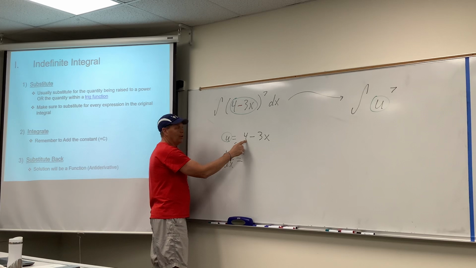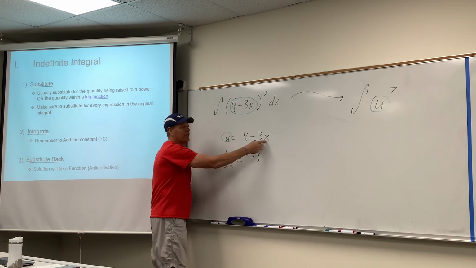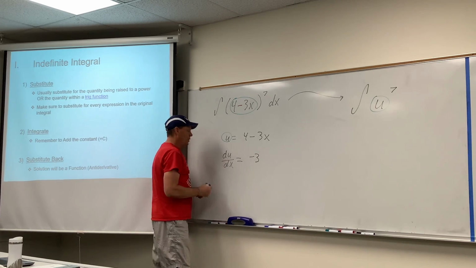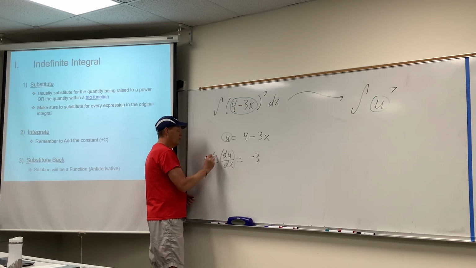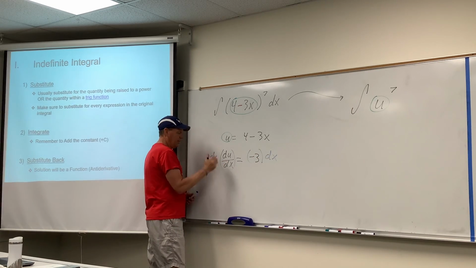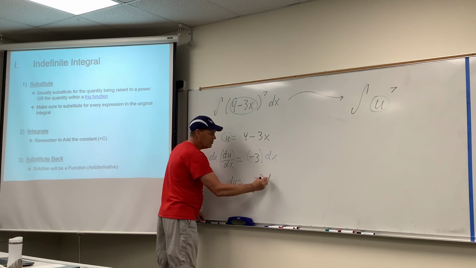Derivative, that's 0. Wouldn't this be -3? With respect to x, right? With respect to x. Clear fractions. Okay, so dx on both sides. And it turns out that du would equal -3 times dx.